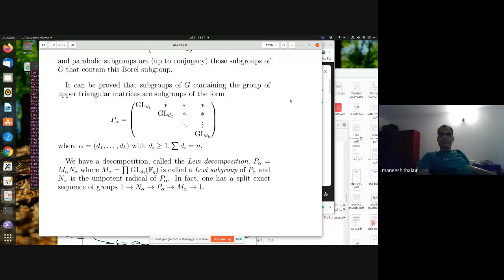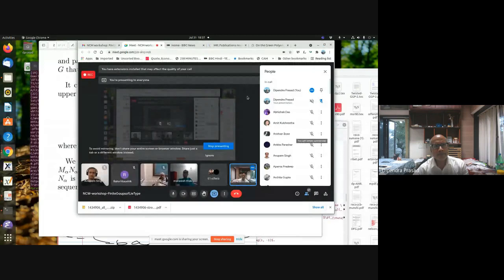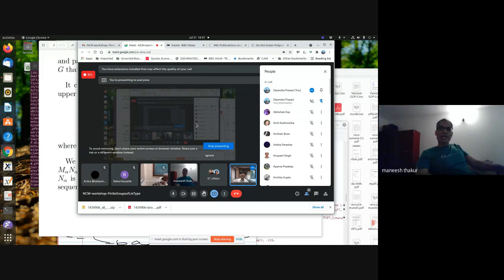Somehow, maybe from that point of view, it's not totally clear, but the number of parabolics, etc., is finite up to conjugacy, and this set is also finite up to conjugacy. And as I said, for classical groups, things are very explicit. One can describe the parabolics and the Levi and the unipotent radical and so on very explicitly. Yeah. Thanks, Dipendra. Good.